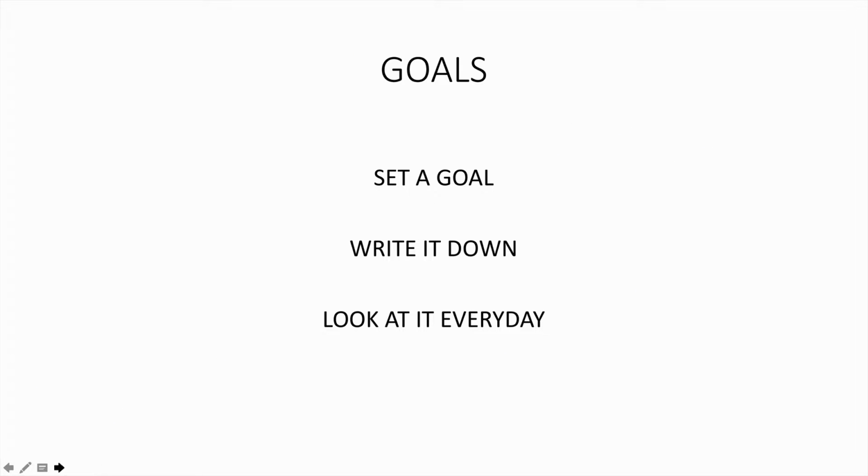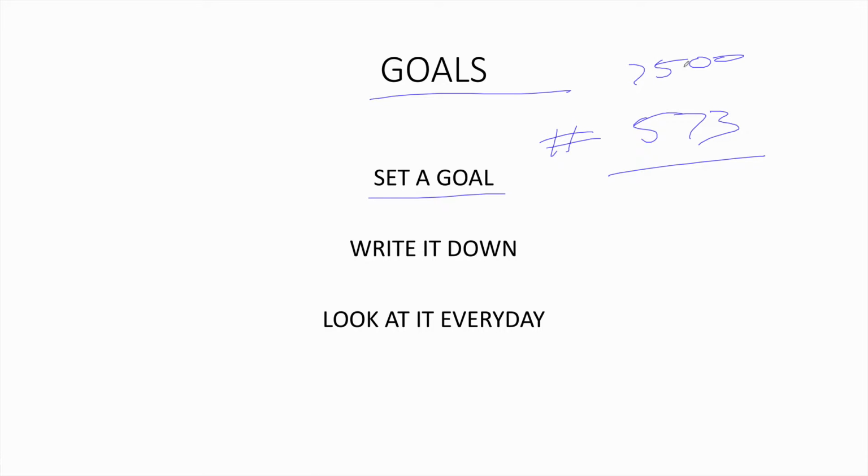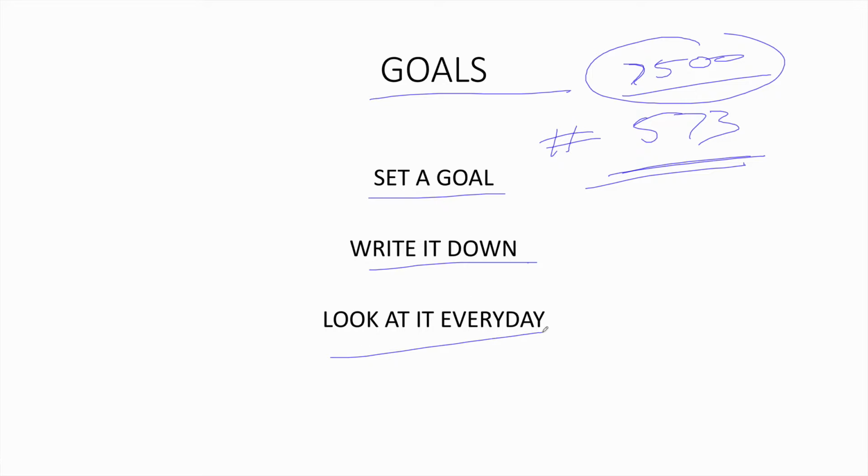So goals. This is something big I always mention to the students here, which is just basically set a goal, and that means you actually have to pick a number. So a physical number. So you want to make a 573. You can't say I want to make greater than a 500. That doesn't work because that's kind of a vague number that you want. So you have to pick a real number. I want to make a 573. You have to write it down, and you have to look at it every day.